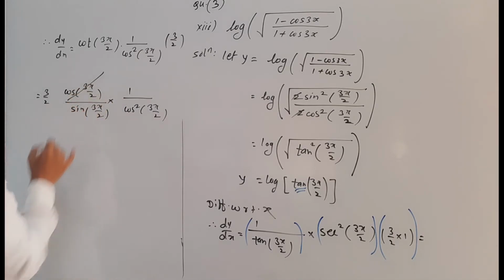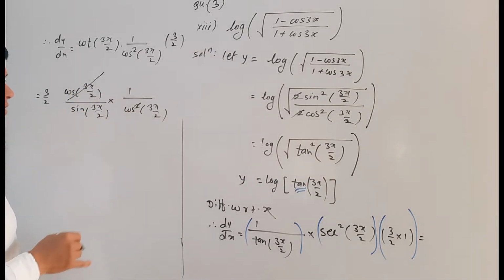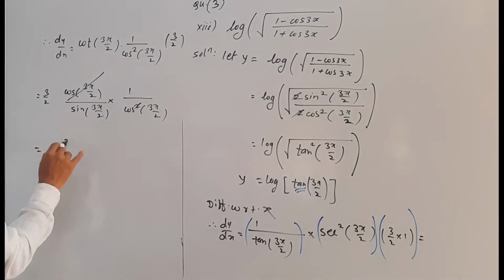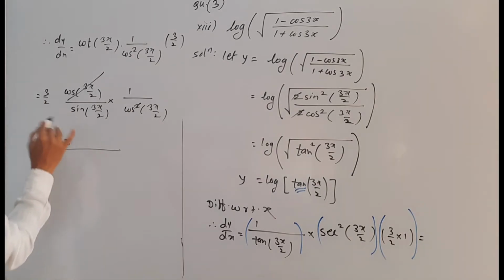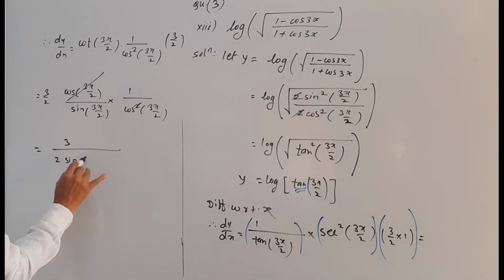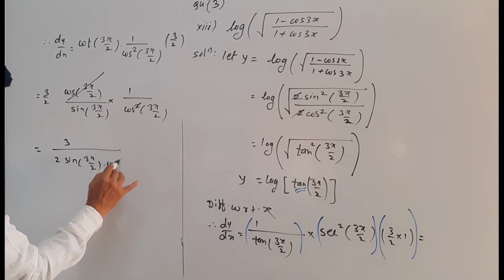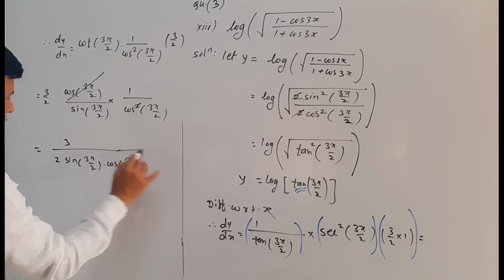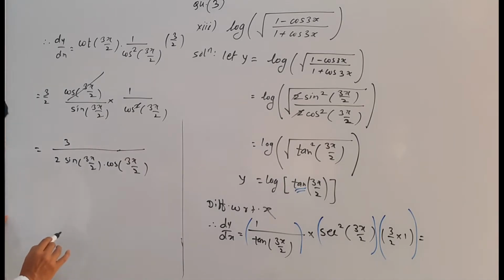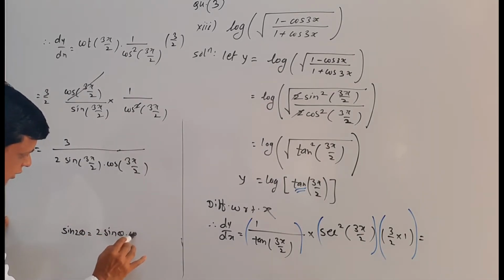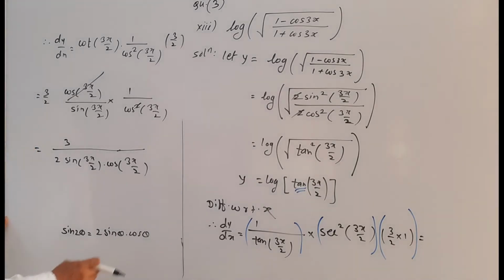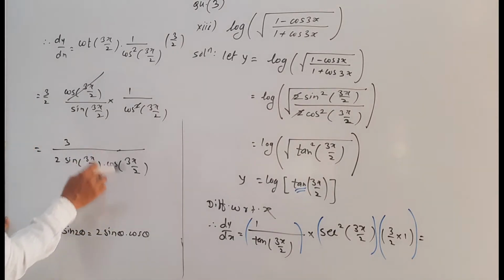Now this cos 3x by 2 gets cancelled with 1 cos 3x by 2. So 3 upon, now we write this 2 with this sin 3x by 2 into cos 3x by 2. Now this is the double angle formula. We know the double angle formula, sin 2 theta equals 2 sin theta into cos theta. Here in place of theta we have value 3x by 2.